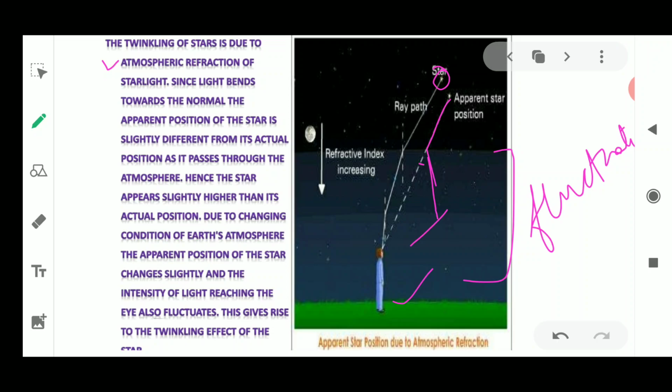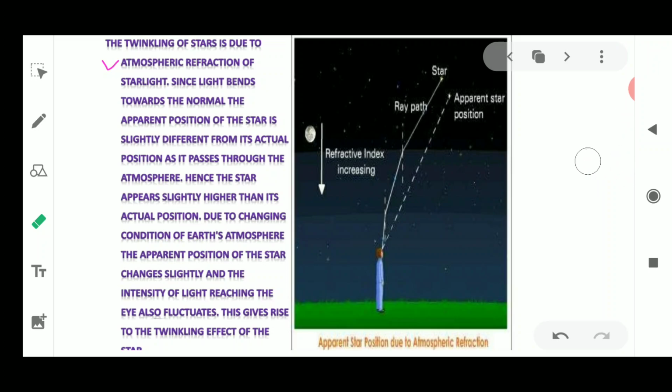It will be much different from the apparent position of the star. So this is about the apparent position and the real position of the star. Please don't be confused regarding the word apparent. Apparent means whatever is appearing, and it is very much different from the real position of the star. So please remember that the layers of atmosphere are responsible for the twinkling of stars, and also for the changing position of the star.